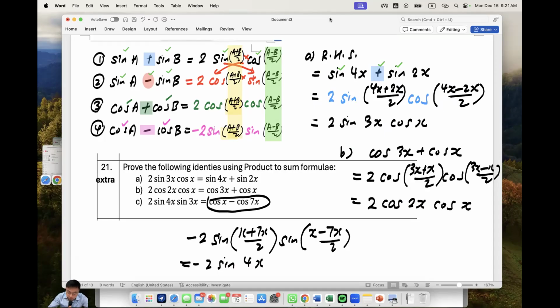Okay, while the second one is sine, we have x minus 7x is what? Minus 3x, isn't it? And the minus sign in this bracket of sine can be taken up, make it become positive 2 sine 4x and sine 3x. You understand now? Yes, sir. Any questions so far? No.